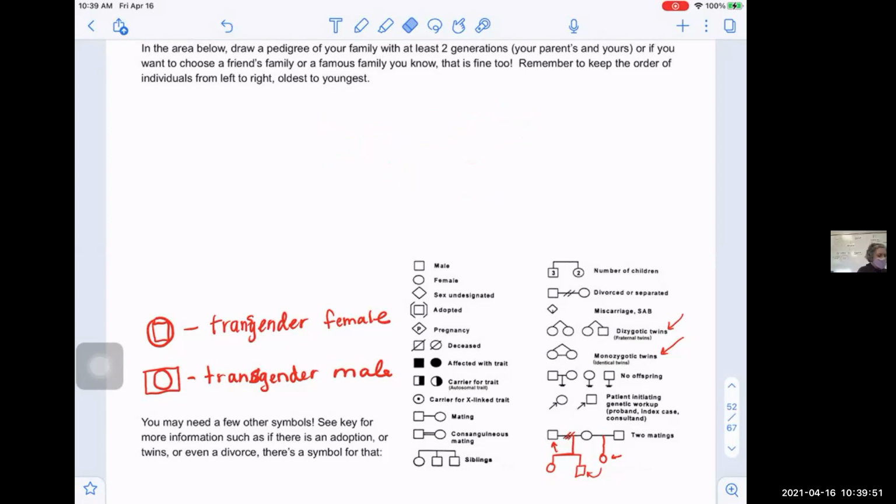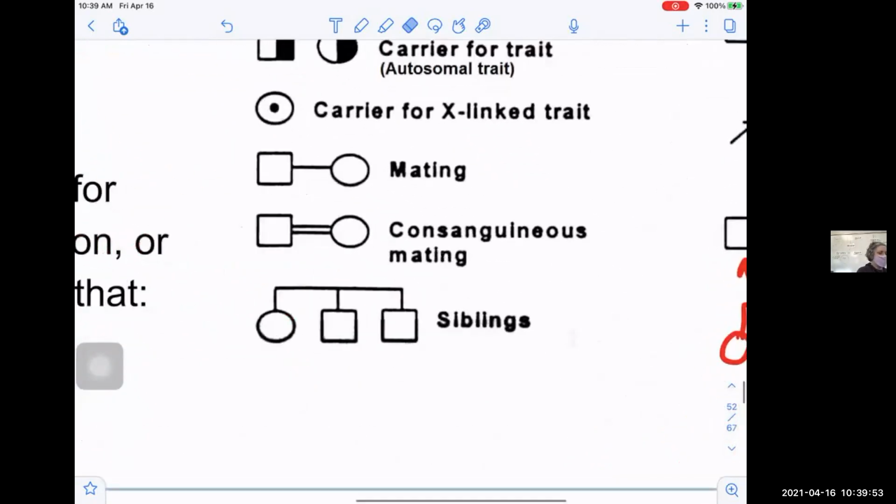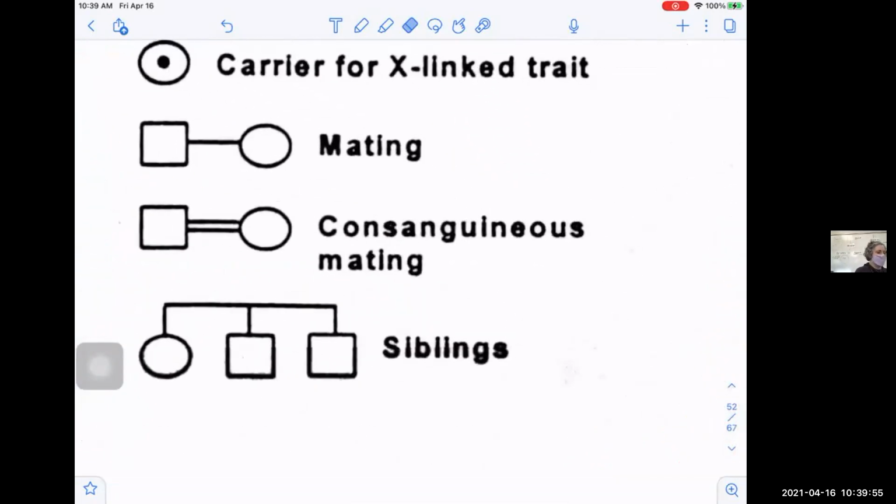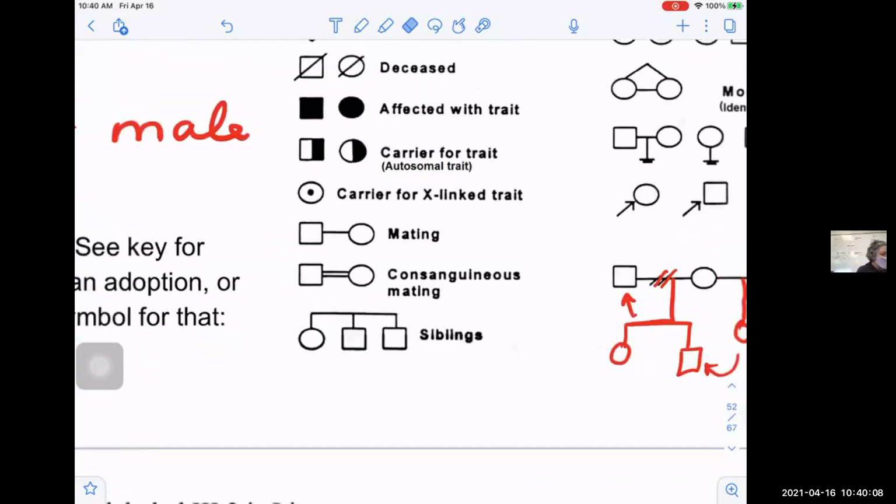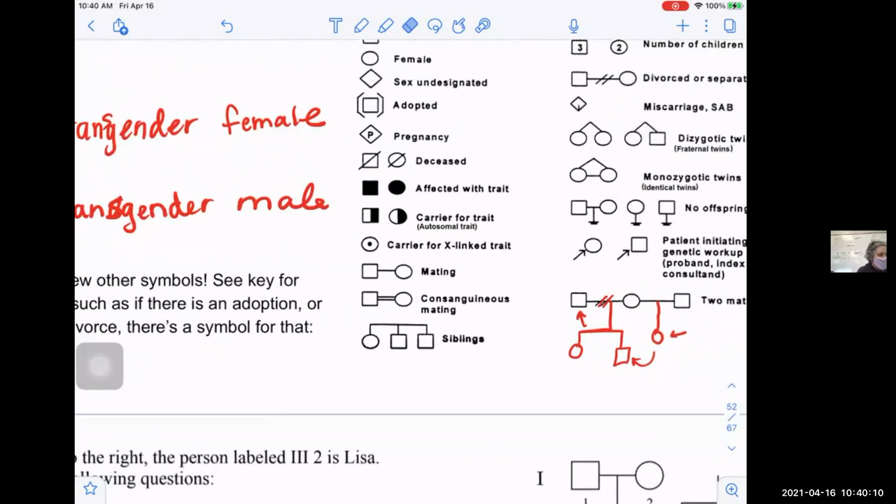Somebody just asked in my class, what is consanguineous? Consanguineous, is that how you say that? That's when you have a mating between two related individuals. I know everyone's giggling. We'll talk about it in just a second.